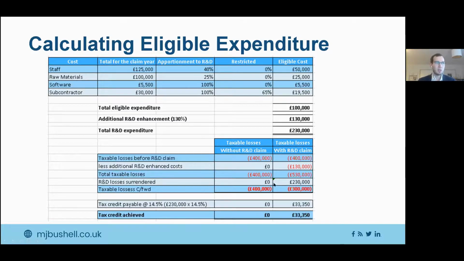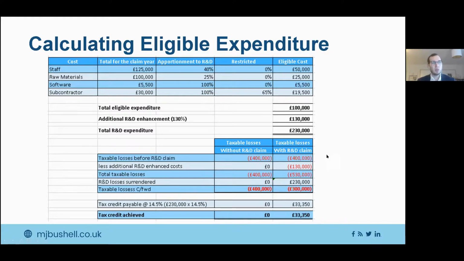Now, in this left-hand column, you'll see that without making an R&D claim, you would have taxable losses of £400,000, and these would simply get carried forward to your next financial year to hopefully offset against any future profits that the company makes. So once the company makes profits next year or the year after that, that £400,000 will get offset against those profits, and you'll essentially receive 19% corporation tax relief once the company makes profits.